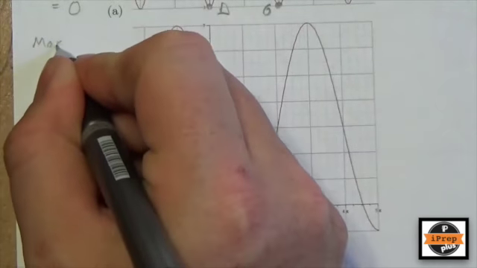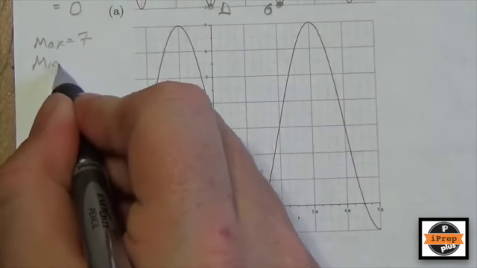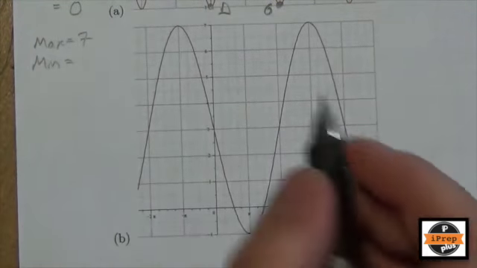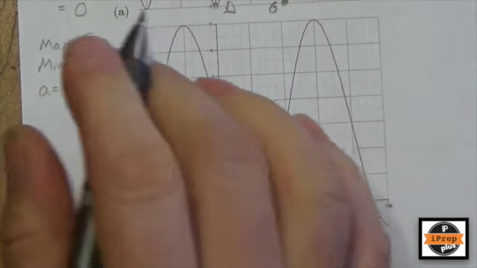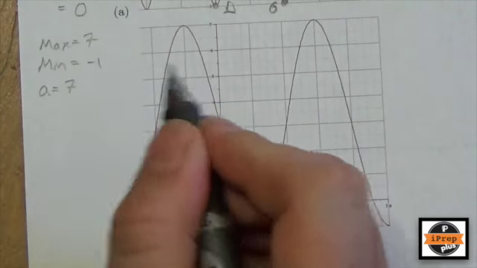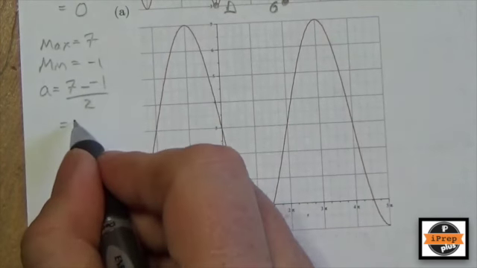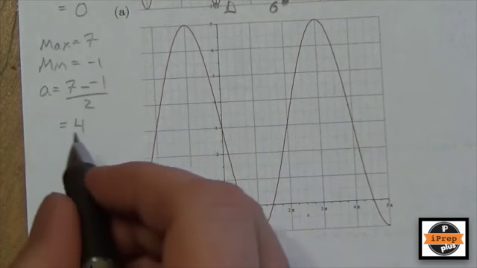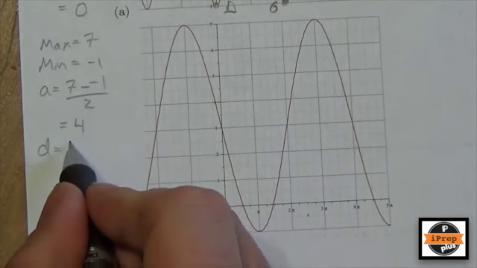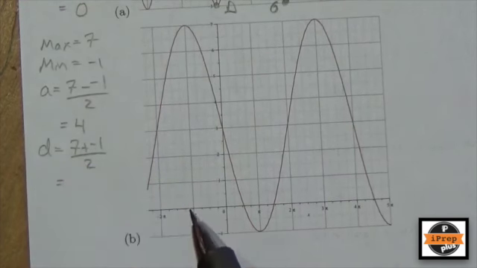The first thing I'm going to do is identify the maximum value. You can read that off the graph. It's 7. The minimum value that we get to here looks to be -1. And so my A value is going to be the max minus the min, over 2. And the answer in this case is going to be 4. 7 minus -1 is 8, divided by 2 is 4. The D value is going to be the max plus the min divided by 2. 7 plus -1 is going to be 6, divided by 2 is 3.